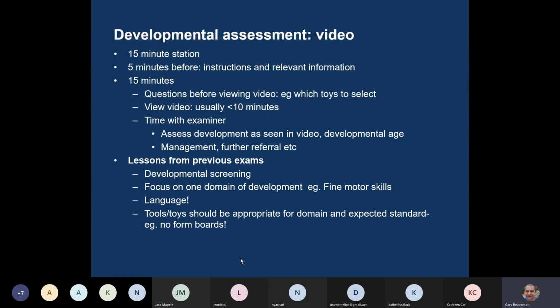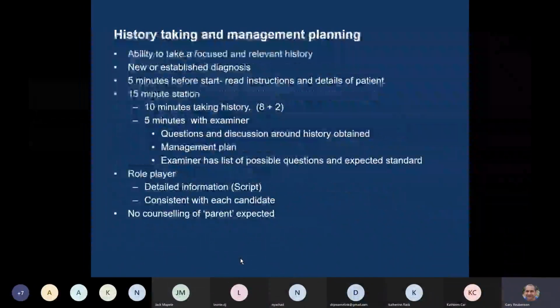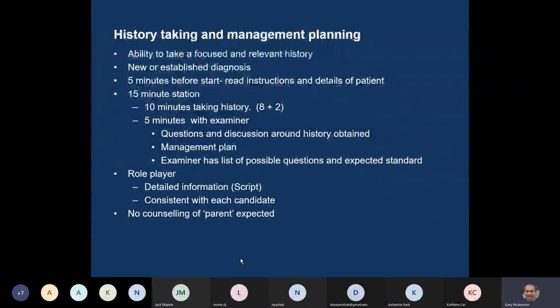Language there, it will all be in English. Again, it's a complicated discussion, but that's the consensus that's been reached. And then there are no form boards. The history taking and management planning station.